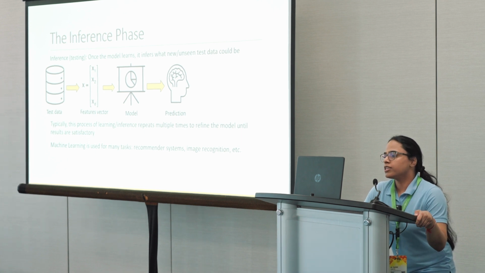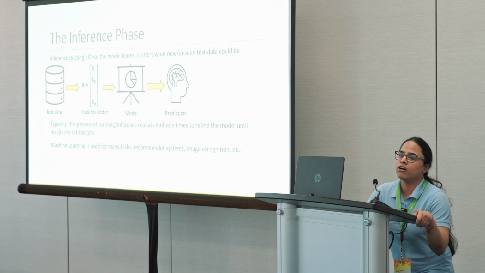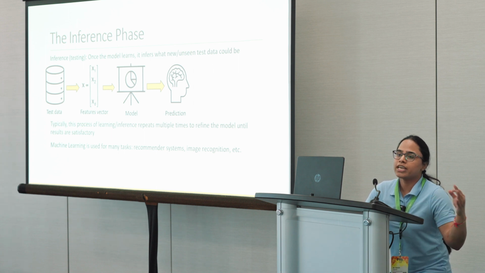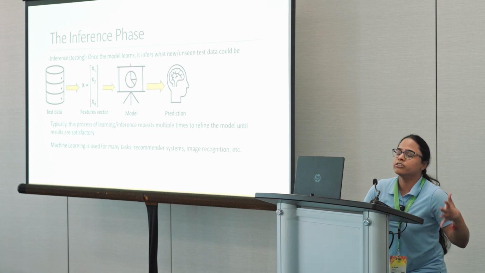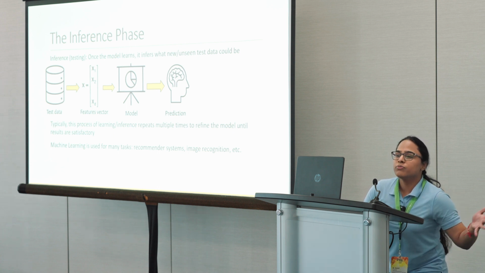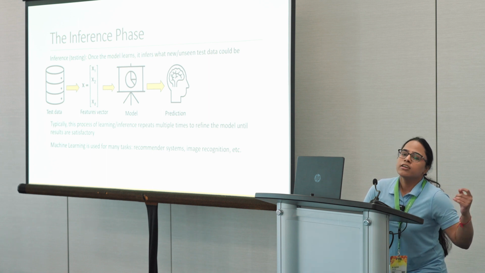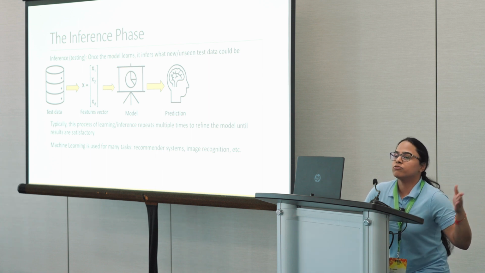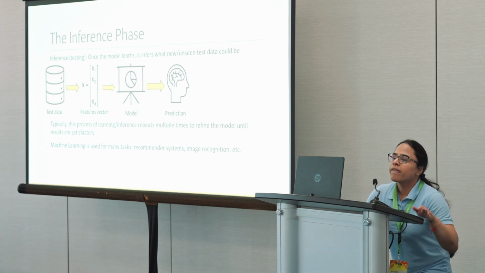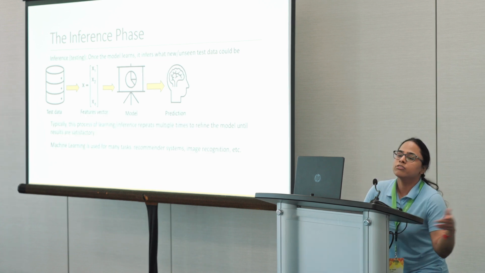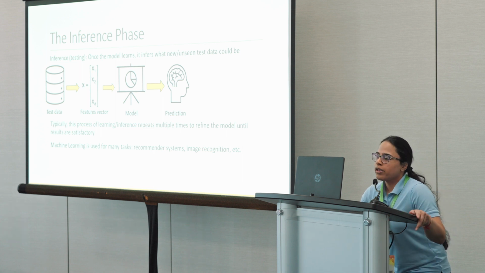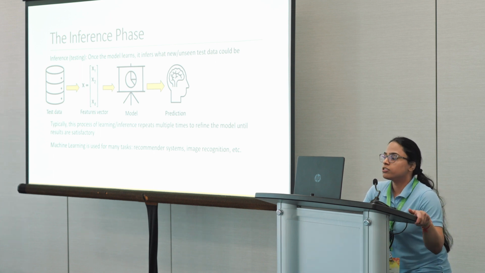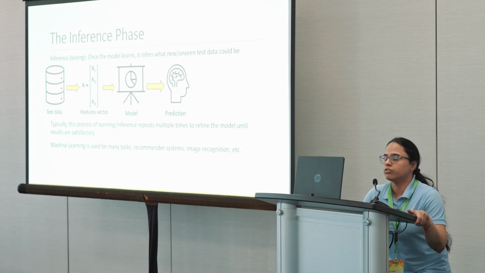phase. In the testing phase, first the machine learning model is trained, and then you test it on other data. When you're collecting your data, you have, let's just say, dog images, cat images, plant images. You would split your data into data you send for training and data you send for testing. Then this testing data, you break it up into different features vectors. Again, you send it to the model, and then the model outputs a prediction. This process of learning and inference repeats multiple times to refine the machine learning model.